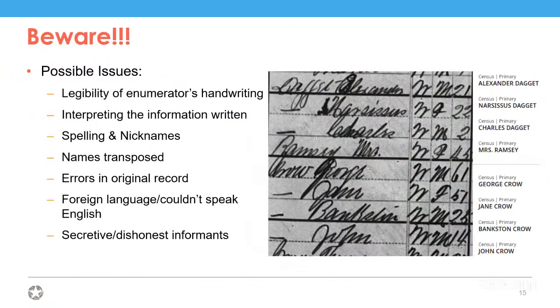So some things to be aware of when you are dealing with the census. As I mentioned, there are, of course, the issues with the fact that this information is being handed down through several layers of people, but you also have legibility of the enumerator's handwriting. It got a little easier with the printed records, but you're still typically relying on a person to write out a name.